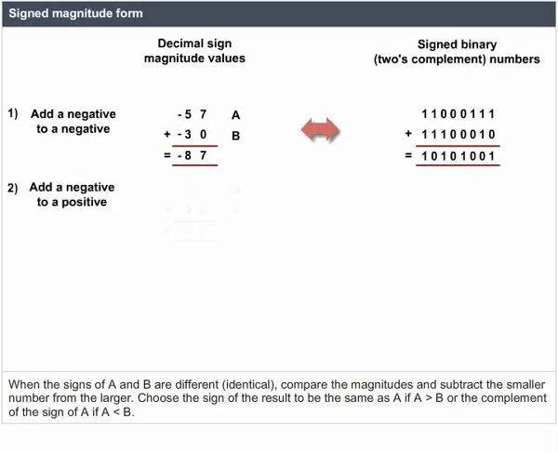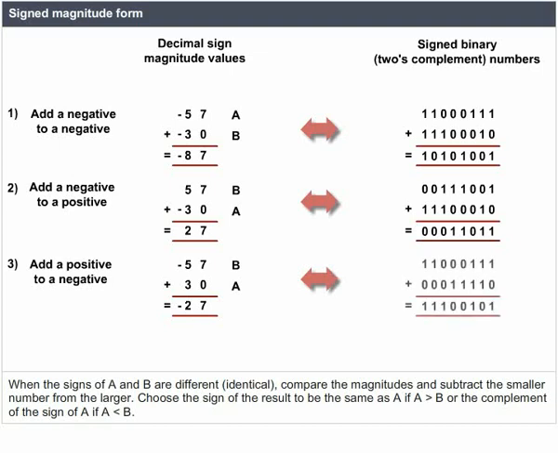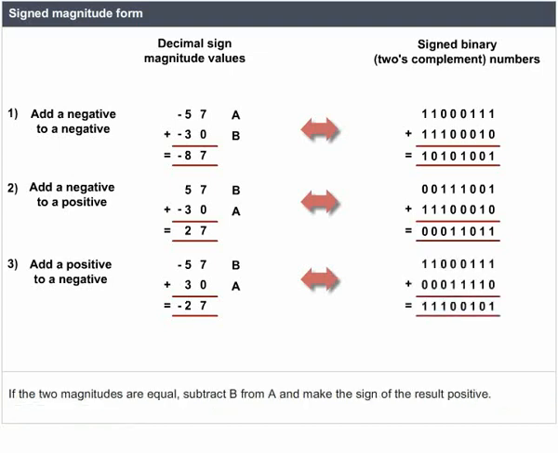When the signs of A and B are different, compare the magnitudes and subtract the smaller number from the larger. Choose the sign of the result to be the same as A if A is greater than B, or the complement of the sign of A if A is lesser than B. If the two magnitudes are equal, subtract B from A and make the sign of the result positive.